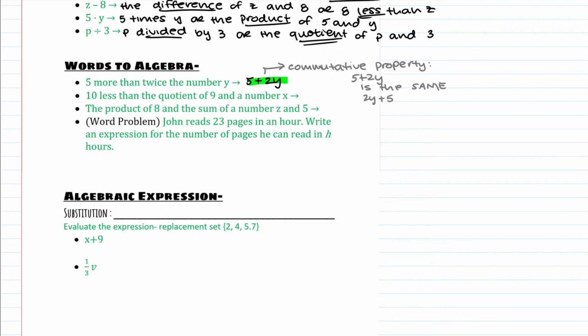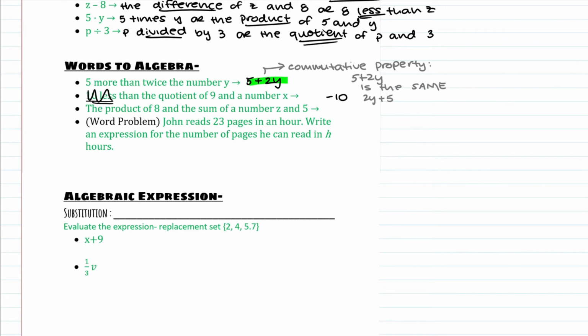to 10 less than the quotient of 9 and the number x. Okay, so I see a lot of terms and numbers. So let's just break this down like we did with the first one. Let us just not look at this. Let's just focus on 10 less than. So we know that something is going to be subtracted by 10. So we're going to leave a little space, and we don't know what's going to be over here, but we do know that whatever is going to be here is going to be subtracted by 10, okay?